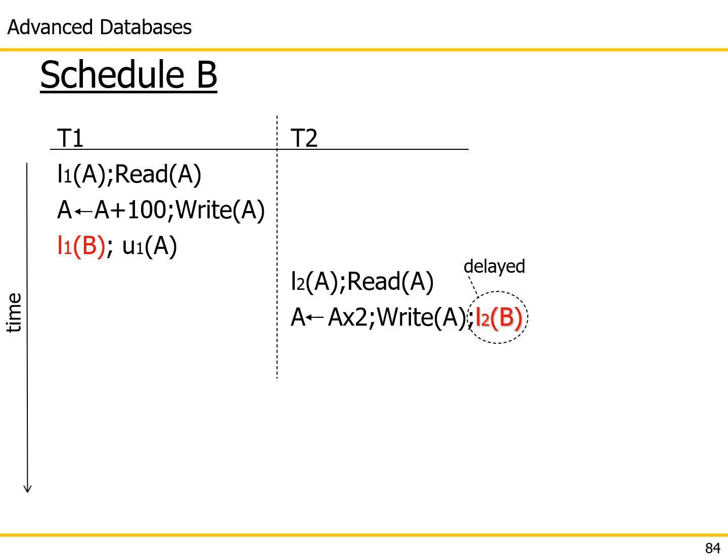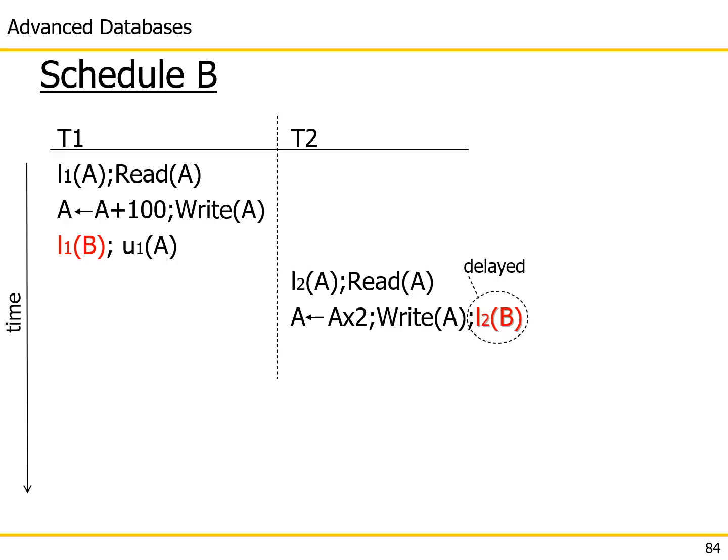We didn't run T2 at all. T1 will get the lock on B, and then we will unlock A. Now, a context switch happens. Now T2 starts running. It will request the lock on A. It will get it because T1 just released the lock on A.